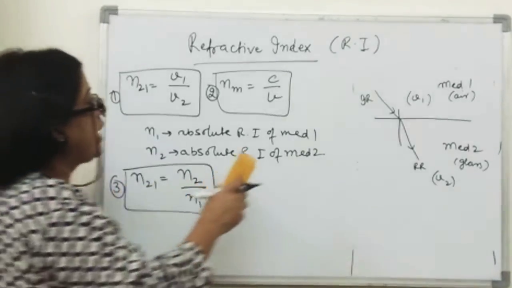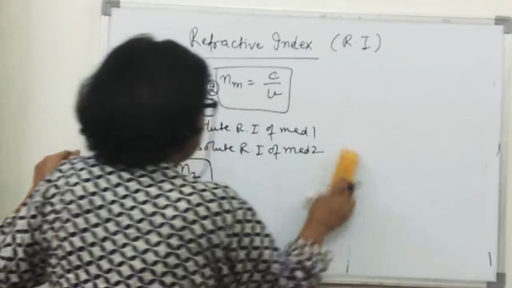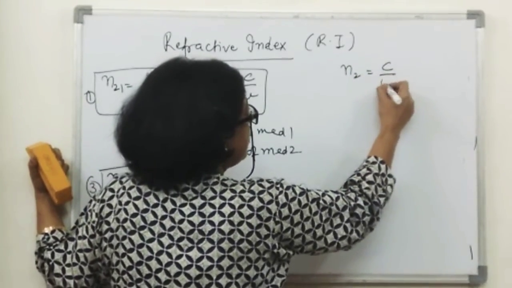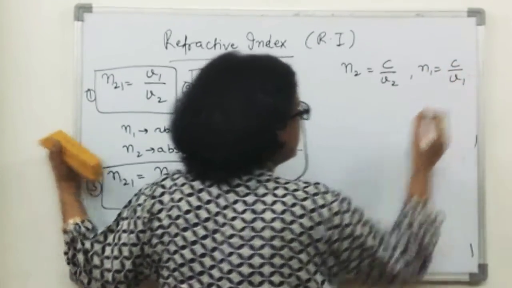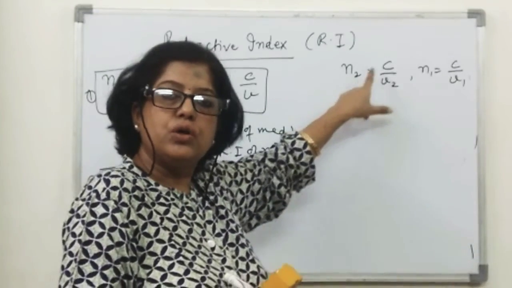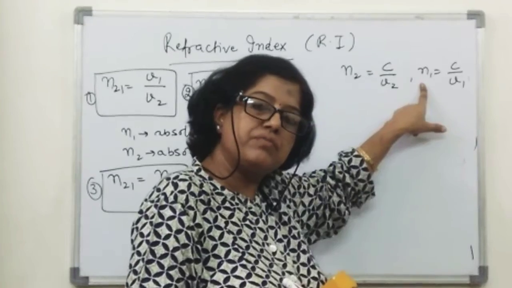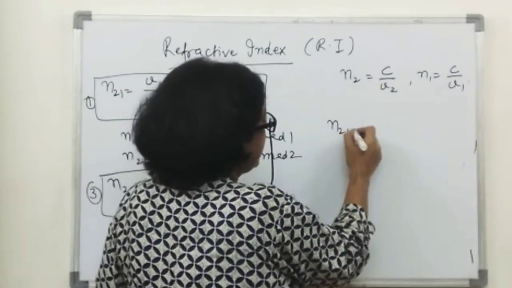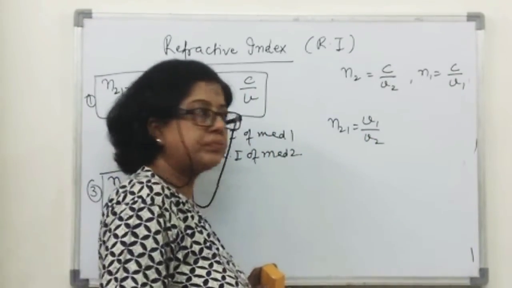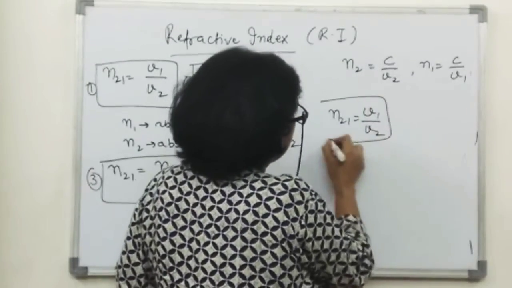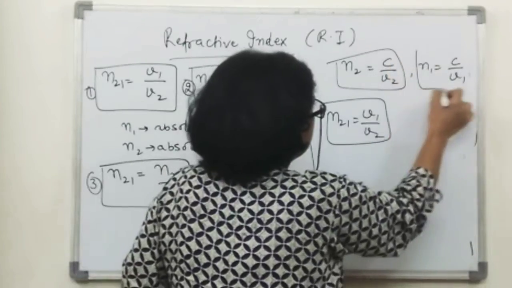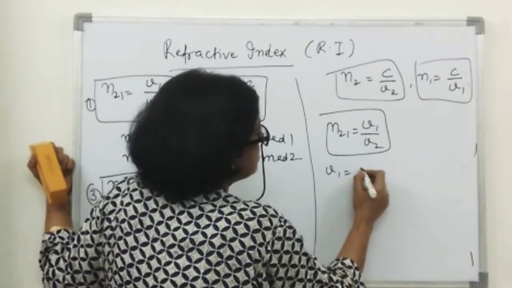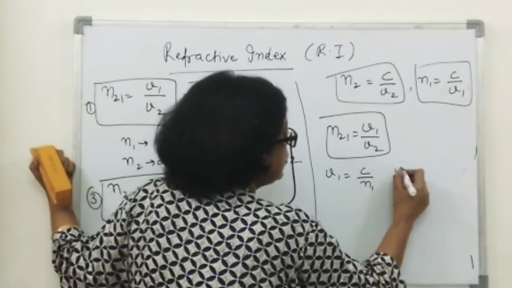How can we derive it? Let me tell you that. Okay. Now I know N2 can be written as C by V2 and N1 can be written as C by V1. This we know. If N2 is the absolute refractive index of medium 2, it is C by V2. N1 is the absolute refractive index of medium 1, so it is C by V1, where V1 is the speed of light in medium 1 and V2 is the speed of light in medium 2. I can also write that N21 is V1 by V2. Fine. So I have this formula and these two, and I'll use them to derive this formula. From here I can say V1 is C by N1, and from here I can say V2 is C by N2.